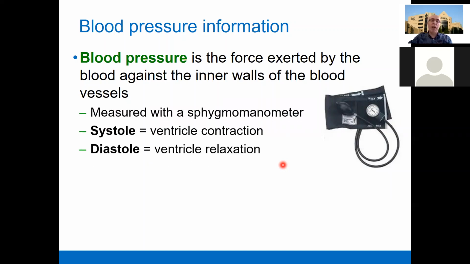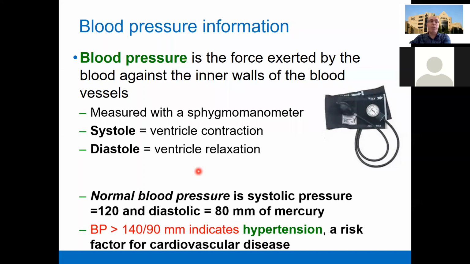Blood pressure, as we know, is measured by the sphygmomanometer, and it has two parts: systole and diastole. Systole is ventricular contraction. When the ventricles contract, they increase the blood pressure, which we call systole. And diastole is when the ventricles relax and the blood pressure decreases.